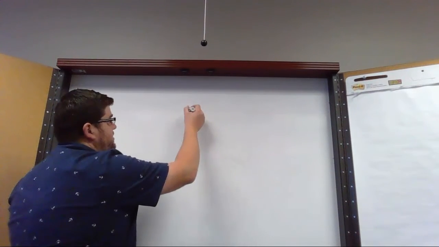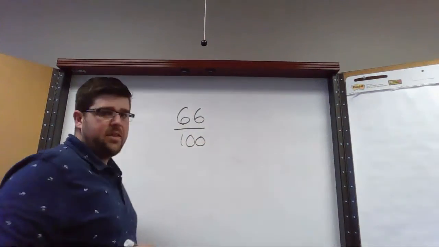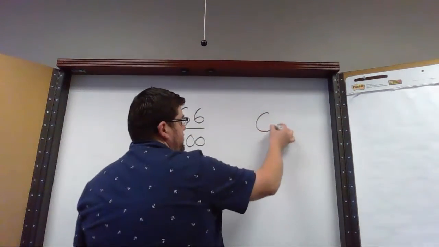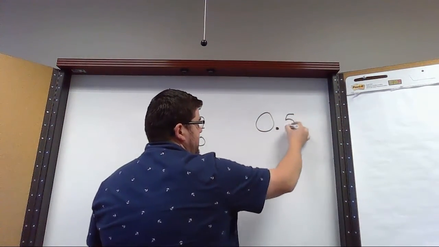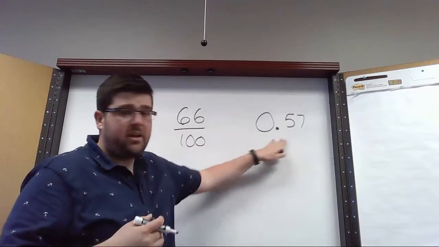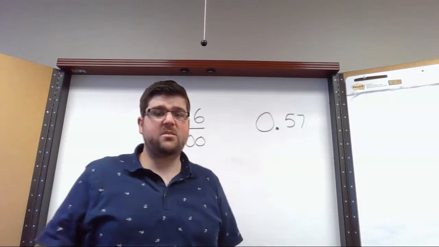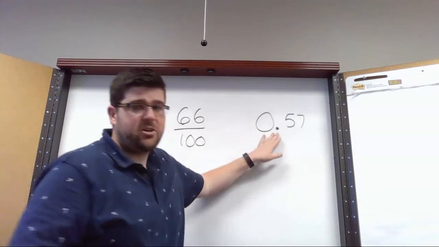Let's say I've got 66/100ths, and then let's say I've got 0.57. I'm saying 0.57 as I'm writing, because I want to teach how to say it first, but strive to always say the decimal the correct way. So here I have 0.57.